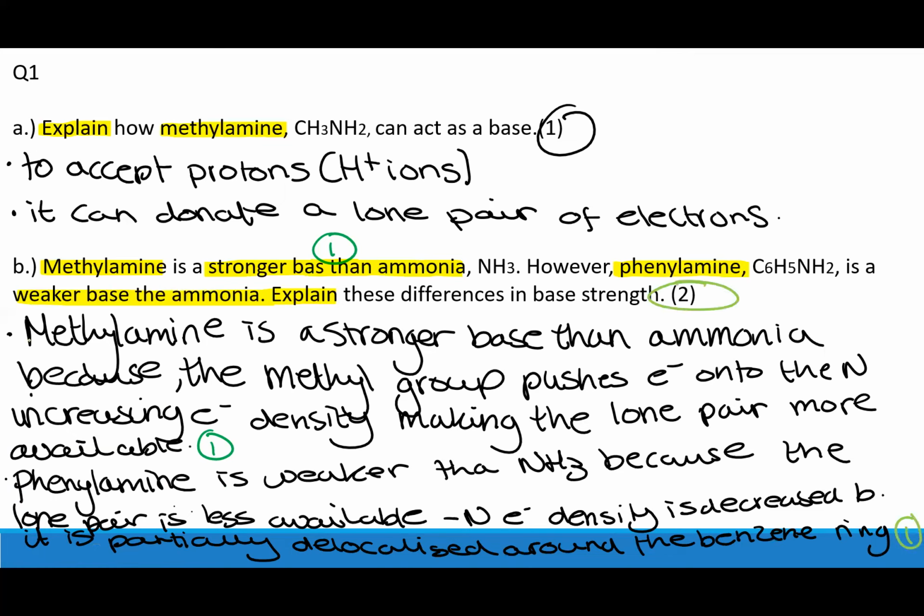So overview again, methylamine is a stronger base than ammonia because the methyl group pushes electrons onto the nitrogen, increasing electron density, making the lone pair more available. Phenylamine is weaker than ammonia because the lone pair is less available. And that's because the nitrogen's electron density is decreased because it's partially delocalized around the benzene ring.